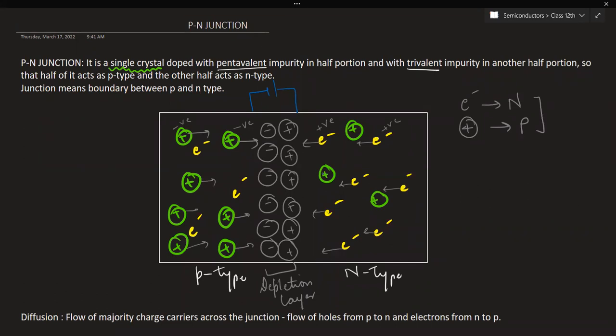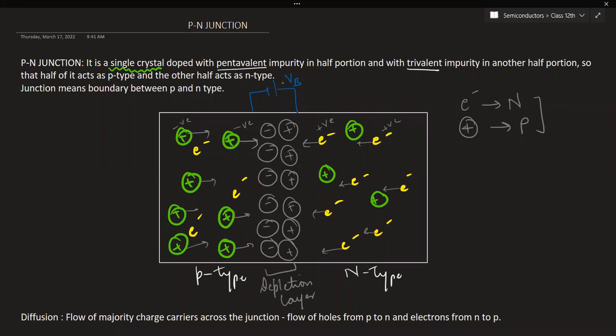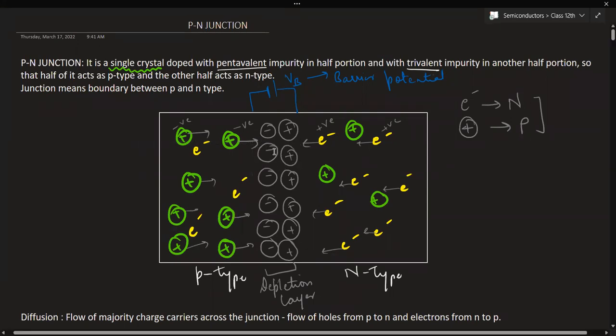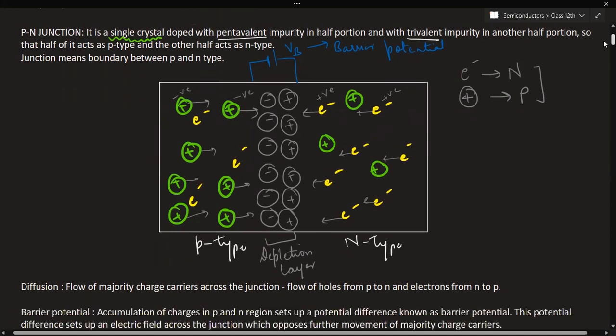Now see, if an electric field is present, in electrostatics, as you are all aware, this sets up a potential also. You call this potential the barrier potential. Because of the barrier potential, an opposite electric field was set up, because negative charges are on this side and positive charges are on this side. So now what will it do? It will attract positive ions from the N type and negative electrons from the P type. That is, the reverse will occur. Minority charge carriers of P type and N type will exchange. This phenomenon is known as drift.